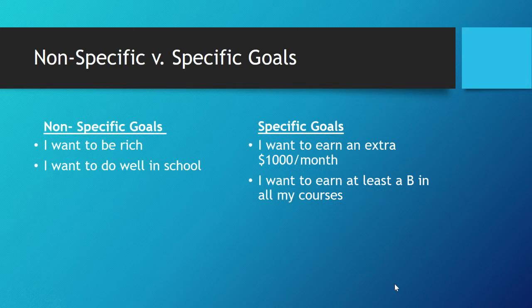Your goals should be specific. And here are some examples of non-specific versus specific goals. You often hear someone say, I want to be rich, or I want to do well in school. Those are non-specific goals. To be more specific, you would have to put some quantifiers to those goals, such as turning I want to be rich to I want to earn an extra $1,000 a month, because that has a number to it and it's more specific.